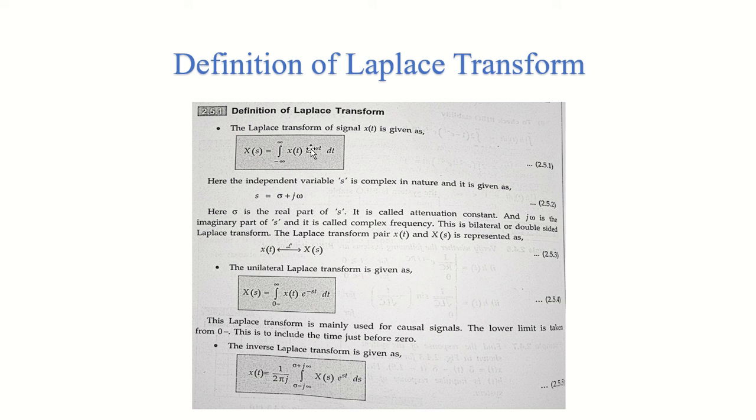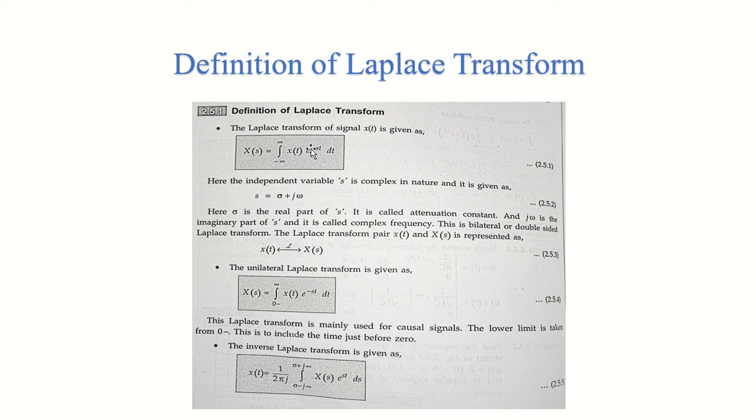So there is something called the unilateral Laplace transform. And how do we find the unilateral Laplace transform? We will change a small thing. Instead of taking integration from minus infinity to infinity, we will change its limit from 0 to infinity. And when we do that, the Laplace transform which we find will be called the unilateral Laplace transform.